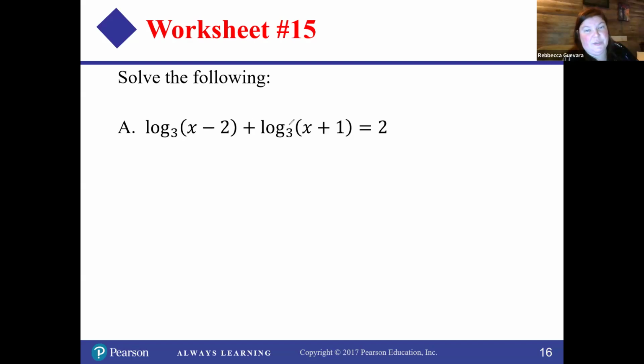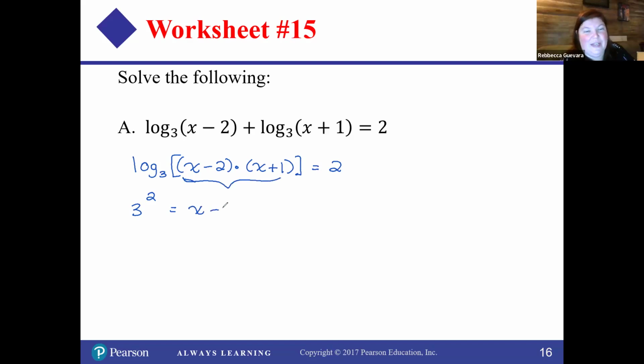First thing we need to do is, like I said, we have the same base. I can combine these into log base 3 of x minus 2 times x plus 1 because of the addition. So I need a power of 3. We got 3 is my base, and it's going to have the power of 2. And what would be left over is this part here.